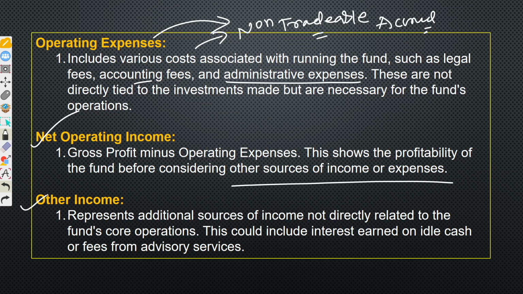Then other income, which represents an additional source of income not directly related to the fund's core operations. This could include interest earned on idle cash or fees from advisory services. Sometimes the fund or the general partner also provides consulting to someone else, and then they can generate revenue. Sometimes we have received liquid cash from the investor, let's say 1 crore, and for the next 30 days we don't have any investment plan, we have only kept that fund in a bank account. Even so, the bank will pay interest to you, so that becomes idle income, not directly related to any investment, but you can still treat it as other income and record it in the income statement.